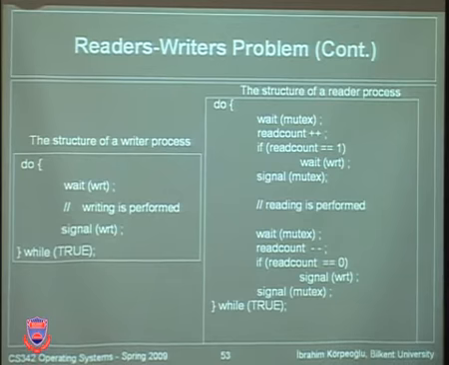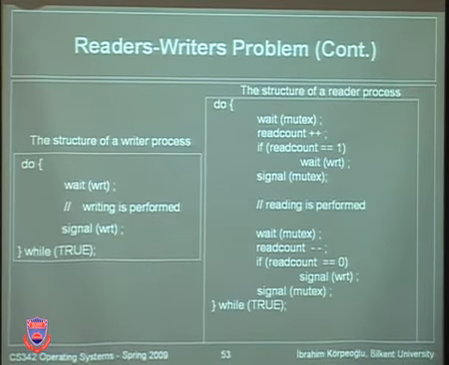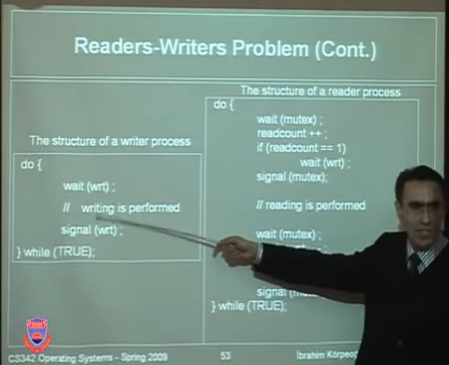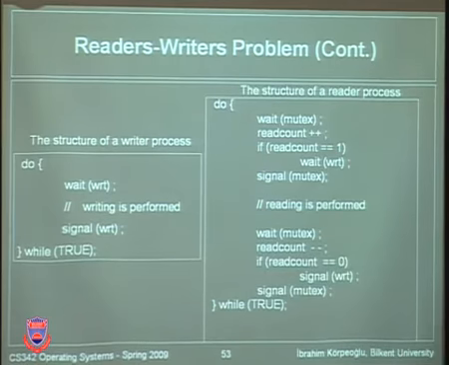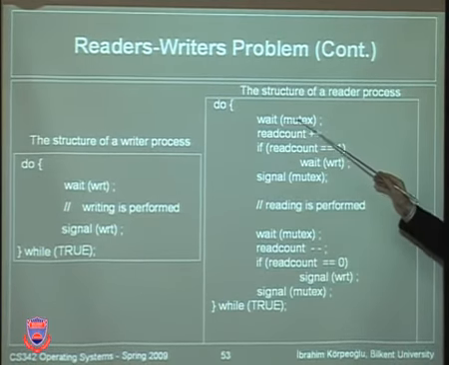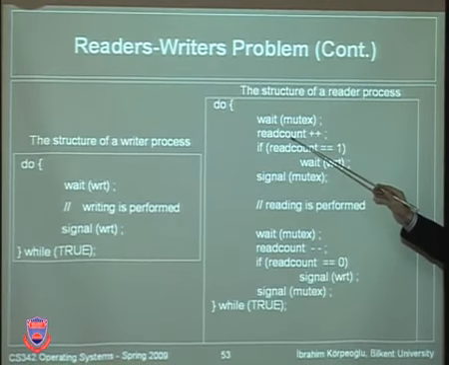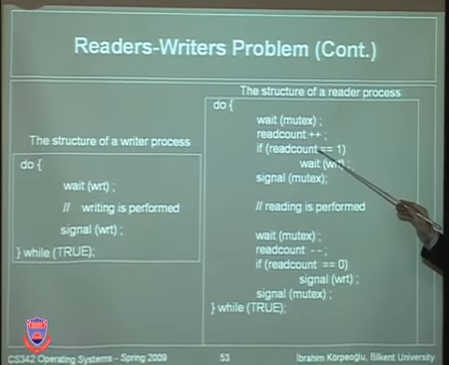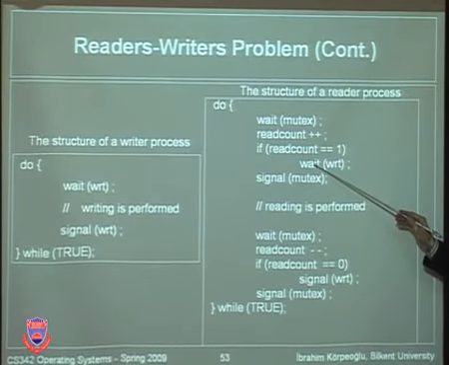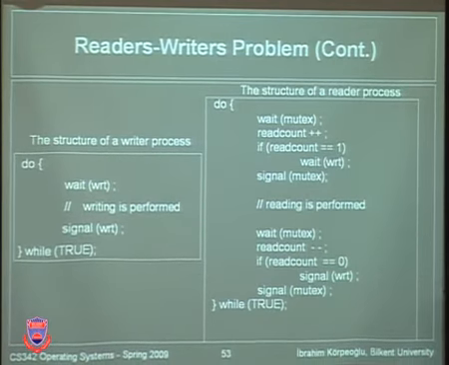So now let's look at this case. Assume now the writer is actually writing the data. It holds the lock. So assume it is executing in this region, okay? So a reader would like to access the data. It starts from here. So wait on mutex is successful. It increments the read count. It sees the read count is 1. And now it waits here, right? Is it clear? Okay.